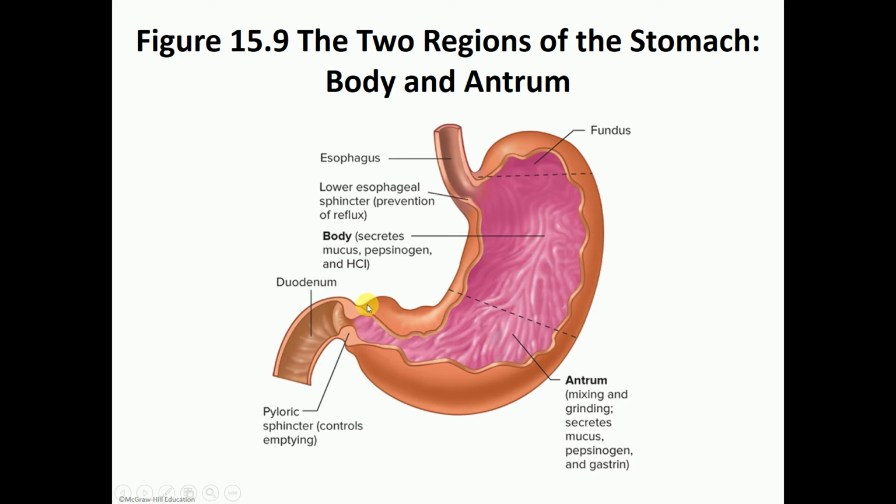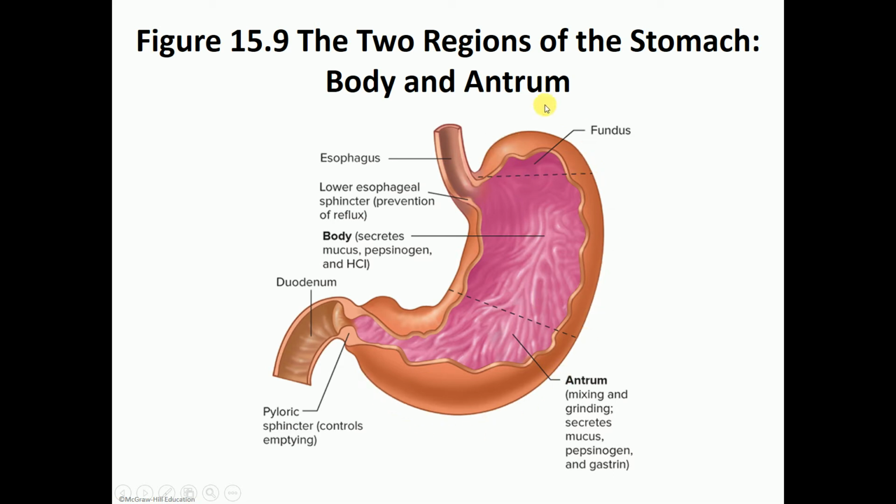There is another sphincter, and that is the exit of the stomach, known as the pyloric sphincter, and that controls stomach emptying. The stomach also has that little curve known as the lesser curvature and a long curve known as the greater curvature.